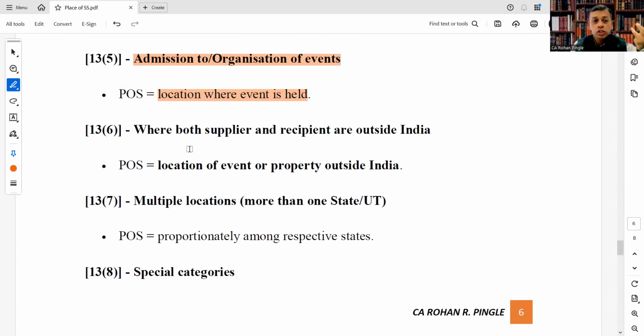13(6) talks about subsection 6, where both the supplier and recipient are outside India. Section 13, subsection 6, please note down. Both are outside India; no one is in India. Then the place of supply will be the location of the event or property outside India. Wherever the location of the event or property outside India is, that will be the place of supply.